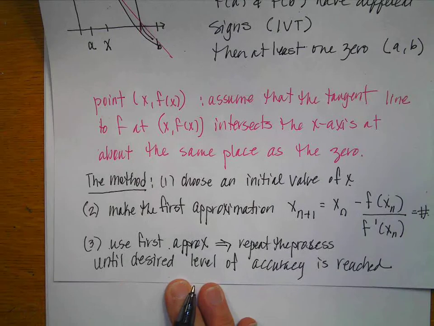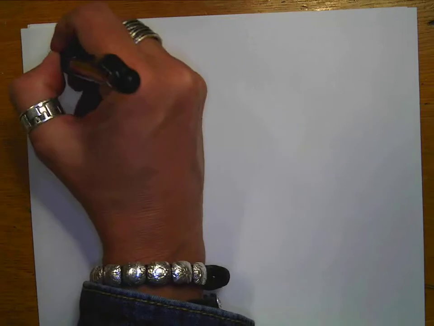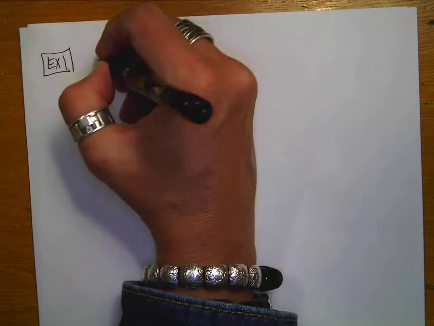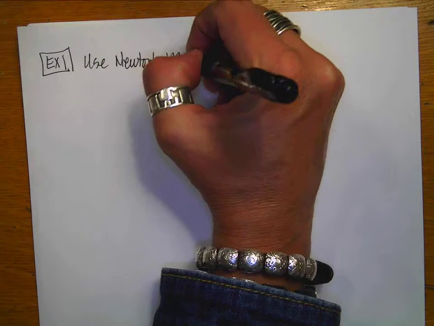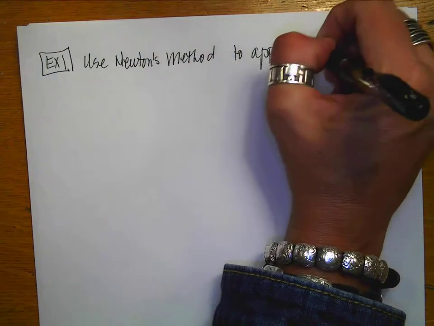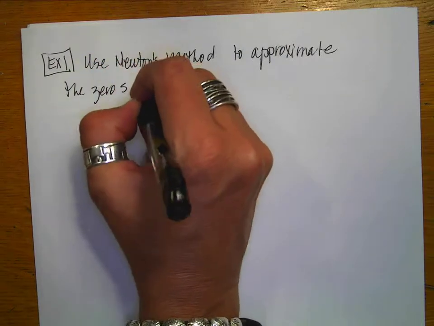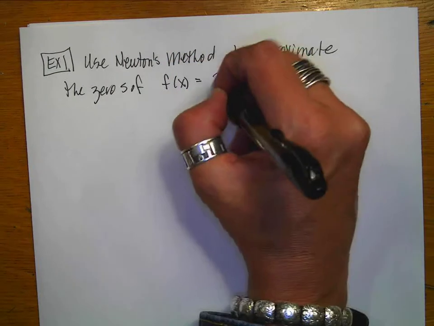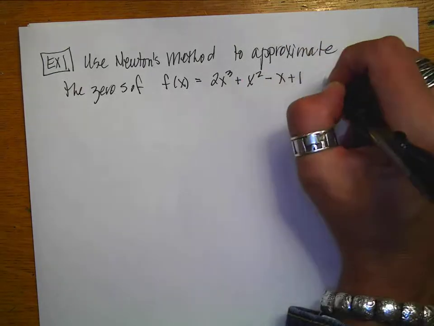Okay, all right. And because we're going to have multiple values that we need to manage, it's helpful if you manage this in a table. So let's just start walking through a problem. We only have one example today because they're a little bit lengthy. So we're going to use Newton's method to approximate the zeros of f of x is equal to 2x to the third plus x squared minus x plus 1.